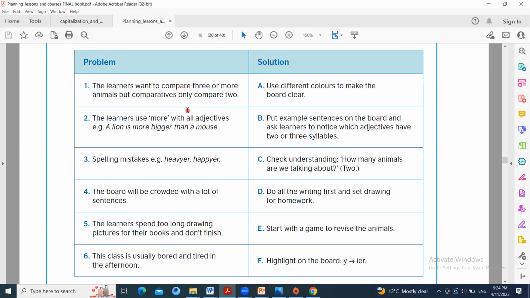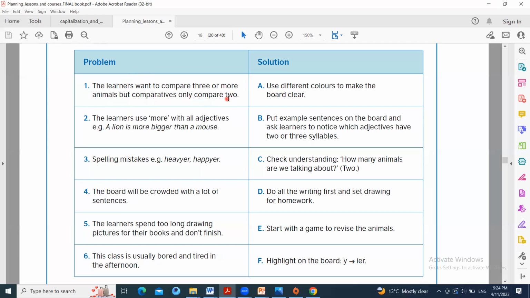So let's return to the answers of this activity. We have some matching, as we said, okay, matching question, okay? So let's start with the first. The learners want to compare three or more animals, but comparatives only compare two. So how to anticipate such type of problem? The learners want to compare three or more animals, but comparatives only compare two.